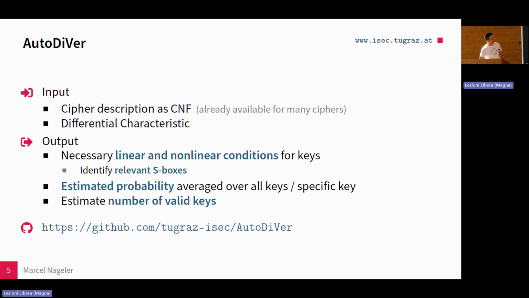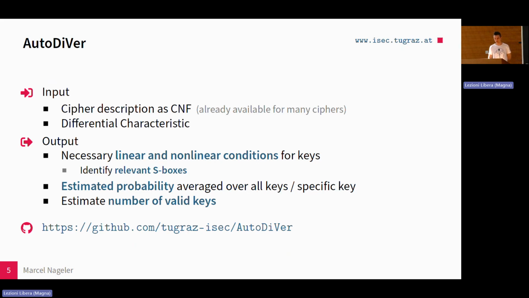And here you can also see the link to the tool on GitHub. Unfortunately, there's a small bug in the slide. The link should be Isaac-TU-Graz, not TU-Graz-Isaac. But at least in the paper, it is correct.